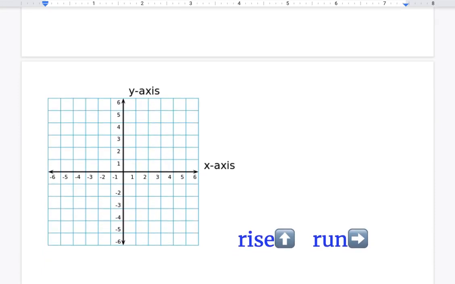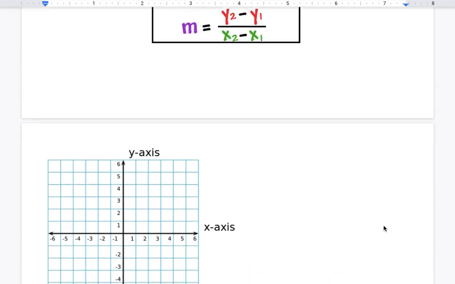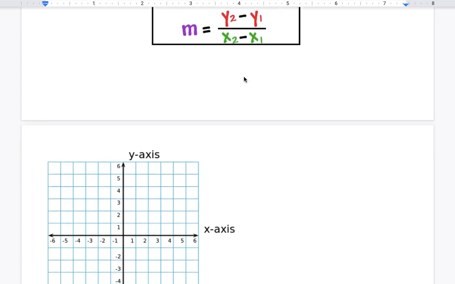So remember that rise is on your y-axis because the y-axis is going up and down, and your run is on the x-axis since it's going left to right. You might want to jot this down because a lot of times people forget about this. They will mix up the formula and have x2 minus x1 on the top and y2 minus y1 on the bottom. The reason why y is on top is because the y is going up and down, and that gives you your rise. Rise is always on top. It's rise over run. So that's why the y is on the top.